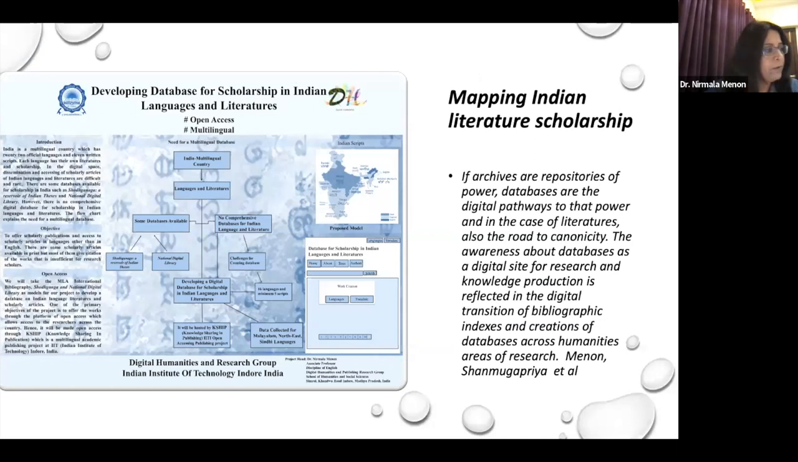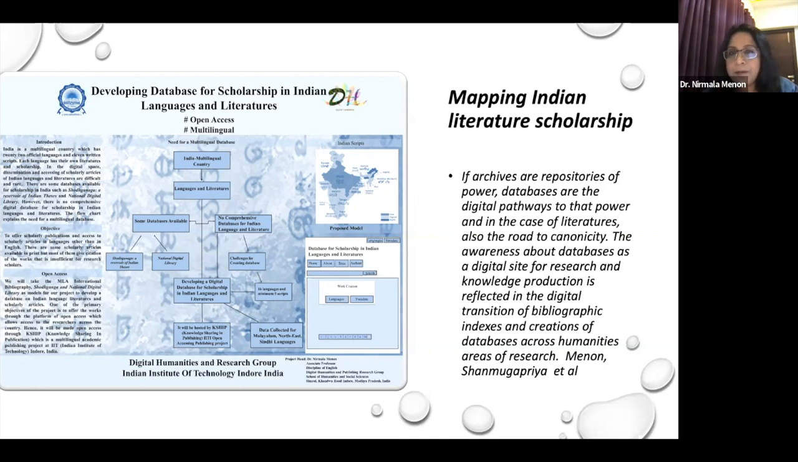through that portal. One is developing a database for scholarship in Indian languages and literatures. As I said before, Indian languages and literatures have a very rich scholarship and rich conversations. Oftentimes, they just don't cross their linguistic borders. As some of you may know, Indian states are divided on linguistic lines. So if you are a scholar in Tamil, you may not know about scholarly work being done in Marathi, which is in a neighboring state. Right?